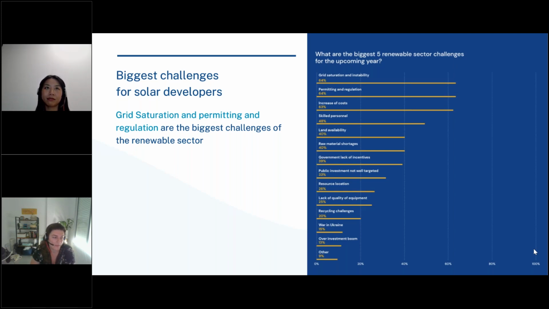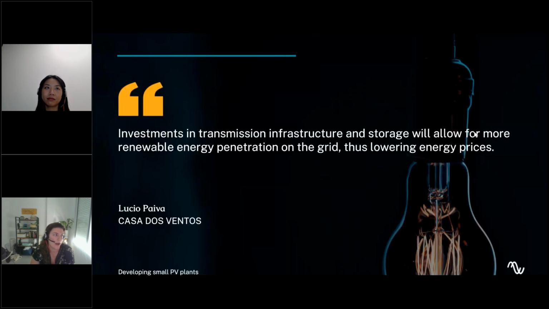And actually, from that trends report, I would like to show you a quote from one of our colleagues, Lucio Paiva, from Casa dos Ventos. He said, and I think he quite has a point here, that investment in transmission infrastructure and storage will allow for more renewable energy penetration on the grid, thus lowering energy prices.